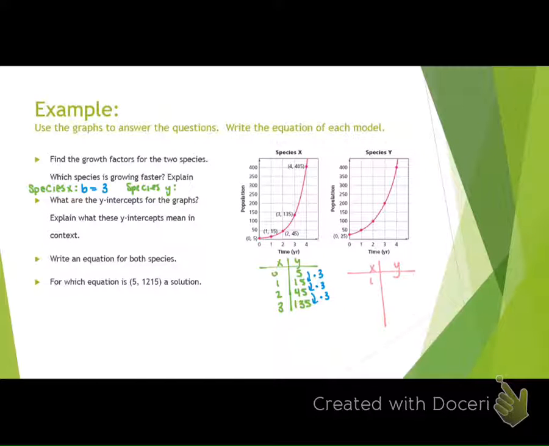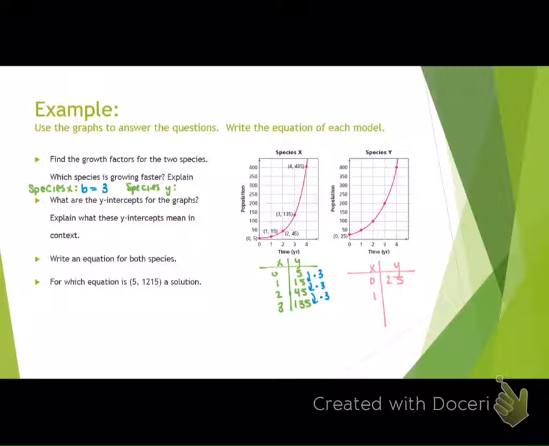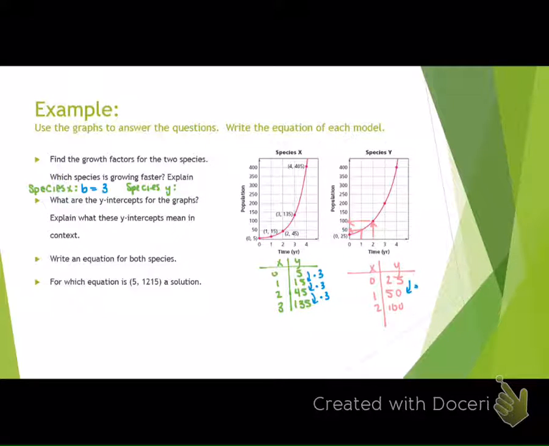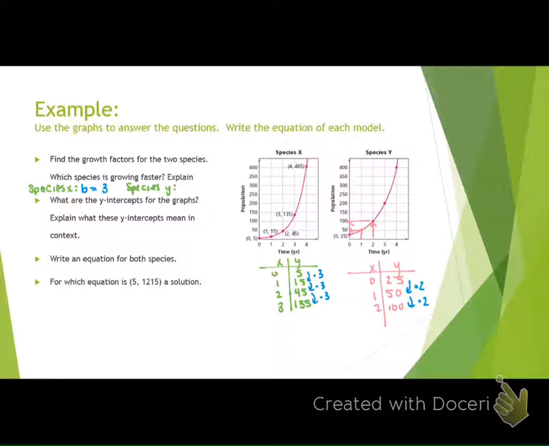So it tells us it's 0.25. What is 1 at? 50. So you just follow it up and over. 2 is at? Okay, so what is it being multiplied by each time? We have a multiplication of 2. 100 divided by 50 is 2. 50 divided by 25 is 2. They're all being multiplied by 2. So our B value is 2.